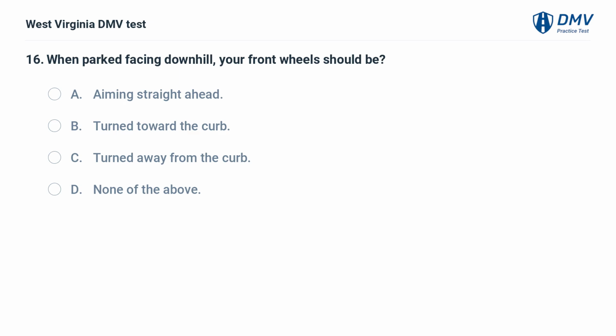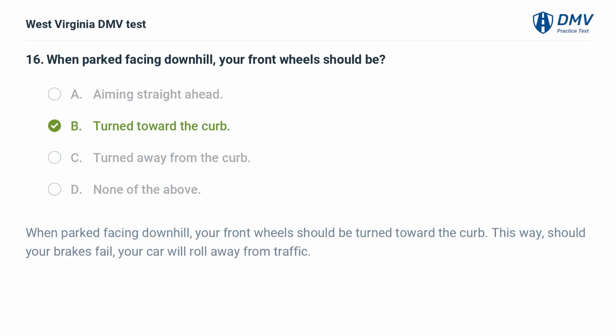When parked facing downhill, your front wheels should be A. aiming straight ahead. B. turned toward the curb. C. turned away from the curb. D. none of the above. B. turned toward the curb. When parked facing downhill, your front wheels should be turned toward the curb. This way, should your brakes fail, your car will roll away from traffic.